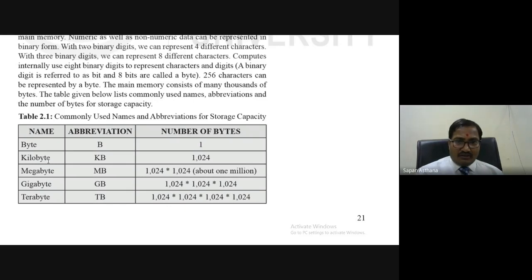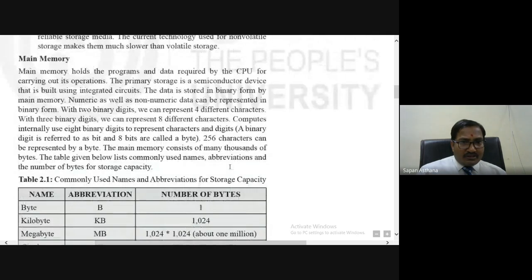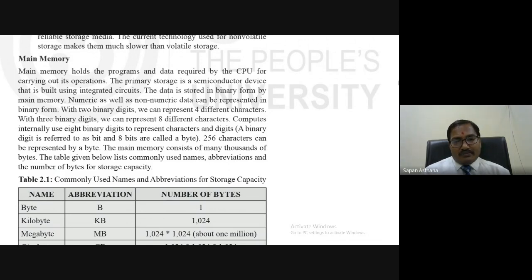Important aspect, storage capacity. When we discuss this content, the main memory holds the program and data required by the CPU for carrying out its operations. The primary storage is a semiconductor device that is built using integrated circuits.